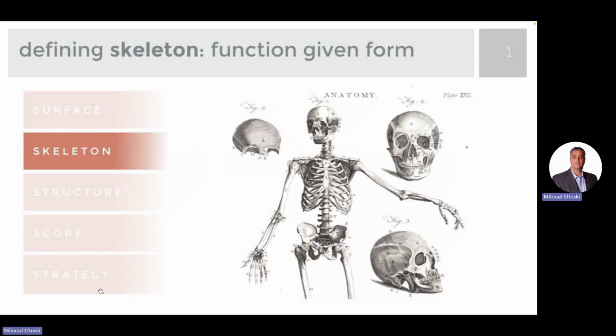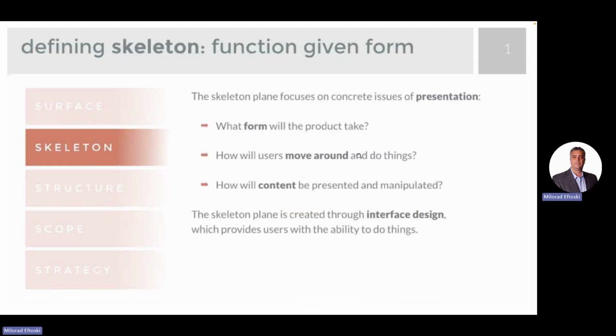Because we talked about the strategy, we talked about the scope, the structure, and the skeleton is pretty much very in tune with the structure, but it also has to deal with how it's delivered and connected all together. That's why we have the skeleton anatomy here. You can see how everything is interconnected, the joints and stuff. Function given form, basically. The skeleton plane focuses on concrete issues of presentation. Things like what form will the product take? How will the users move around and do things? And how will content be presented and manipulated?